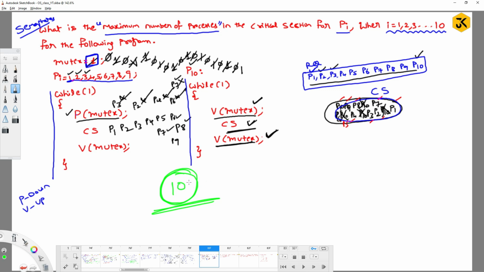So what they have missed in the logic here is, instead of writing V of mutex, they have to write P of mutex, so that at any point of time only one process is going to enter the critical section. Because of this small mistake, all the processes are allowed into the critical section.